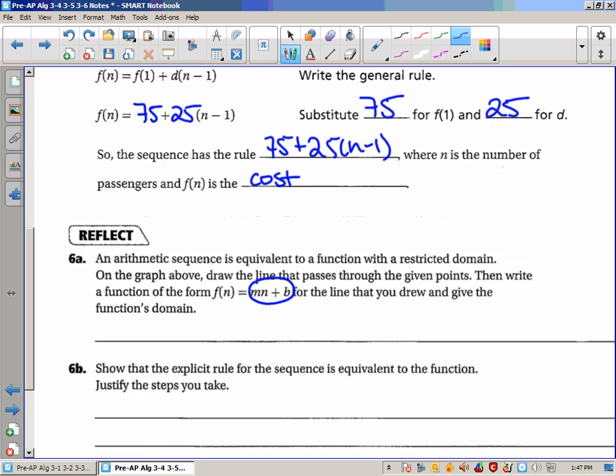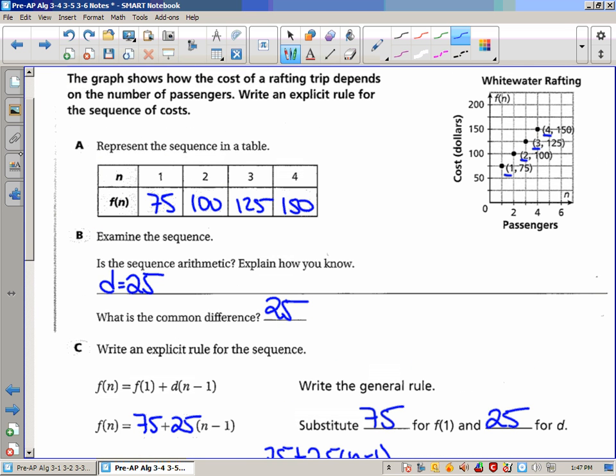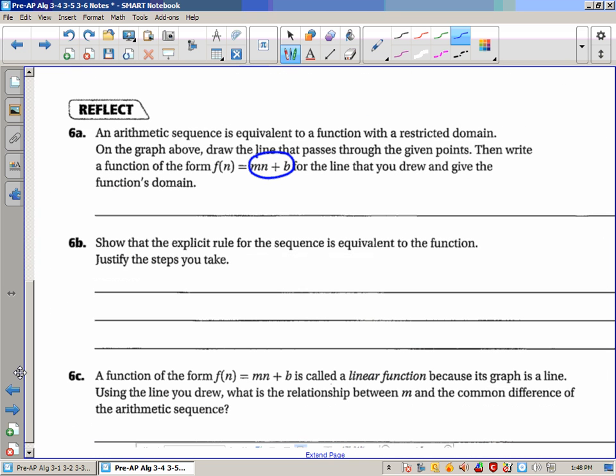So we're going to draw the line passing through the points up here. And we're going to try and write an equation using slope and y-intercept, m and b. B is my y-intercept, or my initial term, which would be 50. And then my slope looks like I go up 25 over 1, because each box vertically is worth 25 and horizontally is worth 1. So this would be f of n equals 25n plus 50.